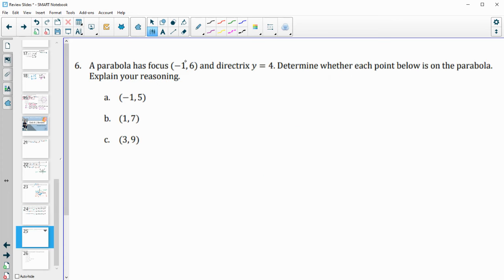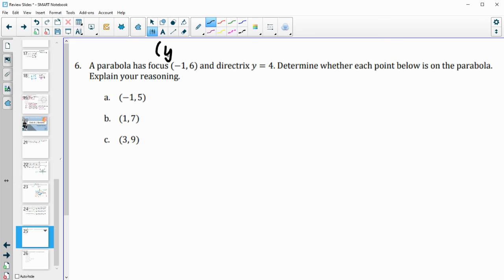Number 6, a parabola has a focus of (-1, 6) and a directrix of y equals 4. Determine whether each point below is on the parabola. Explain your reasoning. So you can write out the equation here and plug these in if you would like to. You can also look at how far the point is from the focus, if it's nice, and see if that's the same distance from the directrix.